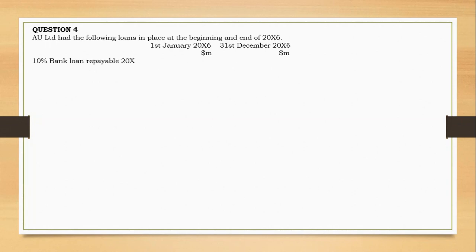I had a 10% bank loan repayable in 20x8 at $100 million, an 8% bank loan repayable 20x9, 60 at the beginning and at the end, and 8.5% debentures repayable in 20x7. I started with nothing, but I ended up with 80 million. So it's difficult to know when it was actually acquired, when the debentures were issued. Probably mid-year, probably by the end of the year. So it's difficult to spot here.